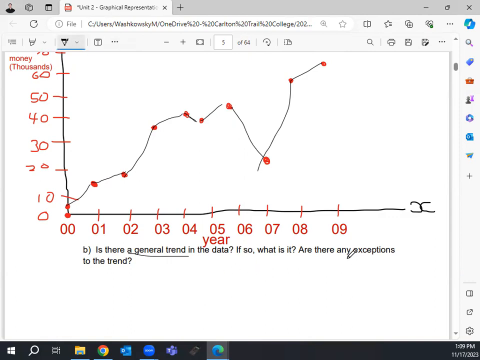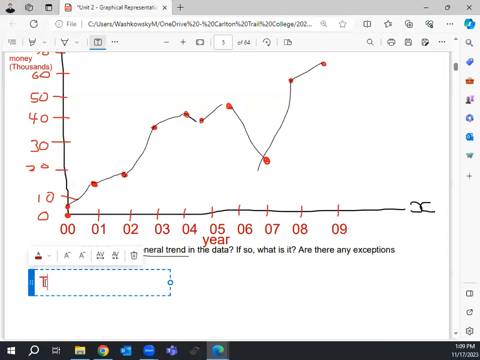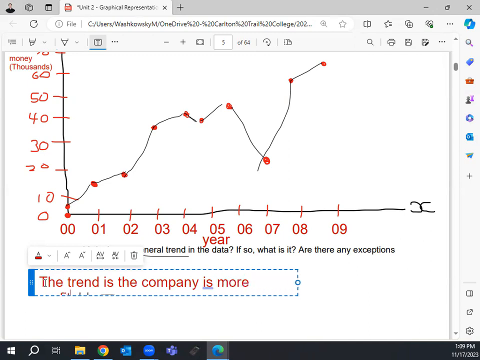Yeah, it dropped. So what's the general trend of this data? Yeah, if we're looking at the slope of this graph, the general trend of the data is that the company is more profitable over time. They make more money over time.